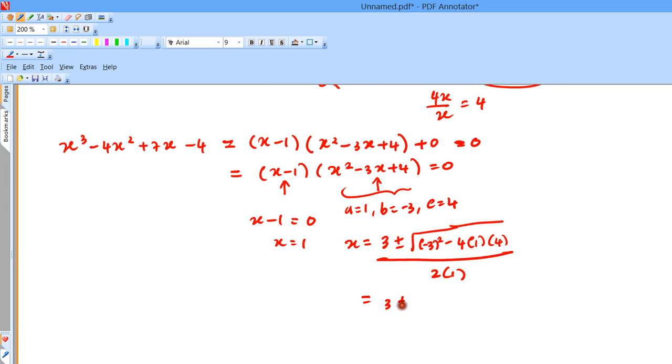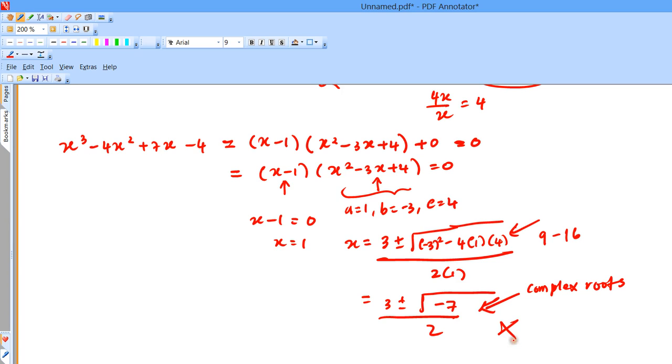So equal to 3 plus minus the square root. If you solve this one, we get 9 minus 16, equal to the square root of negative 7, over 2. So here we get a complex number, or we have complex roots here. If we have complex roots, this one is not a solution. So we have the solution just x equal to 1.